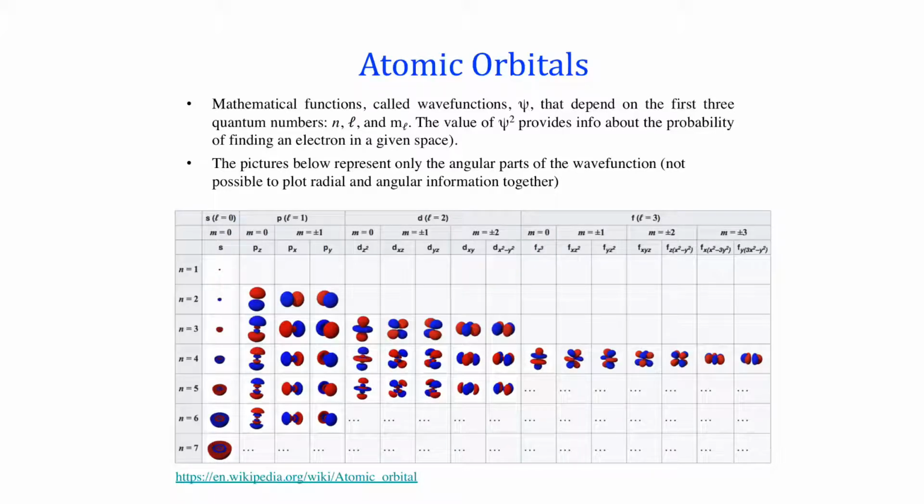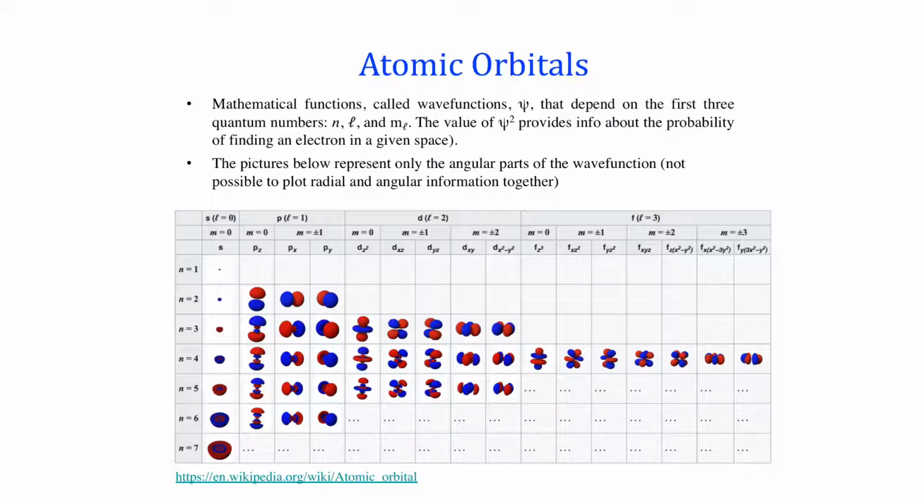Okay, so here is an image from Wikipedia that has a nice summary of all the different kinds of angular parts of your wave function. Just pointing out that these are only the angular parts. There are also radial parts that make up your full wave function. It's actually impossible to plot both of those together, so we tend to focus on pictures that represent the angular parts of our wave function. Those are our s, p, d, and f orbitals that we've been talking about.